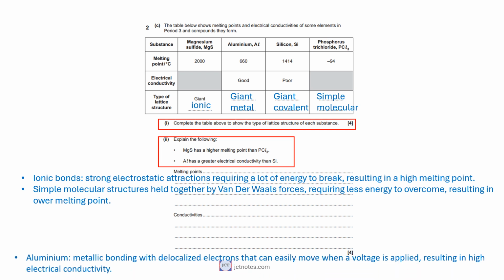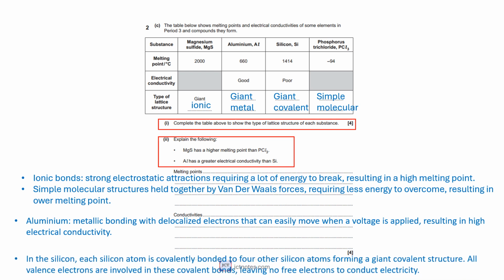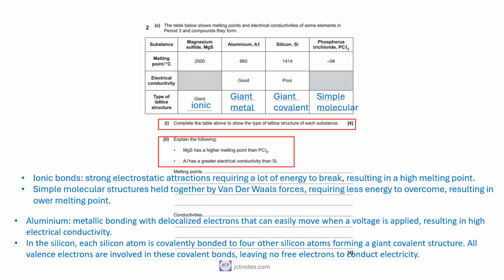Conductivity: the aluminium presents a metallic bonding with delocalized electrons. When a voltage is applied, these electrons move easily through the metal, resulting in high electrical conductivity. On the other hand, in the silicon, each silicon atom is covalently bonded to 4 other silicon atoms forming a giant covalent structure. All valence electrons are involved in these covalent bonds, leaving no free electrons to conduct electricity.